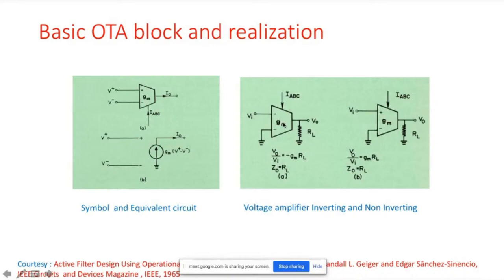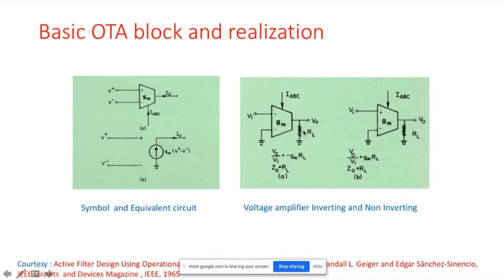So one of the voltage amplifiers you can see is a simple GM cell. We have an input, let us say V1, and an output, which is V naught, the output voltage. We are converting this I naught current through RL, and then you will get the output voltage, which is V naught, equal to I naught into RL.